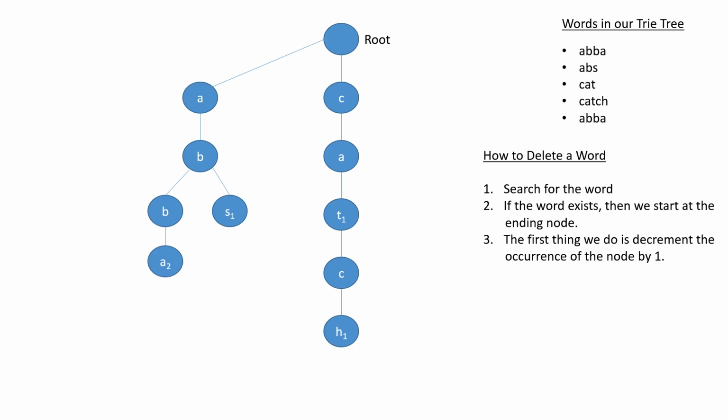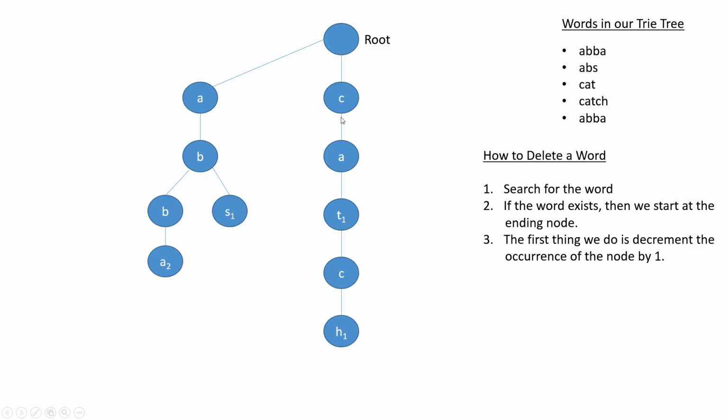If the word does exist, then we start at the ending node. So for ABBA, once we search for the word, we find it right here. We start at this ending node, the A. ABS, we'll start at the S, and so on. And then the very first thing we do is we decrement the occurrence of the node by 1.